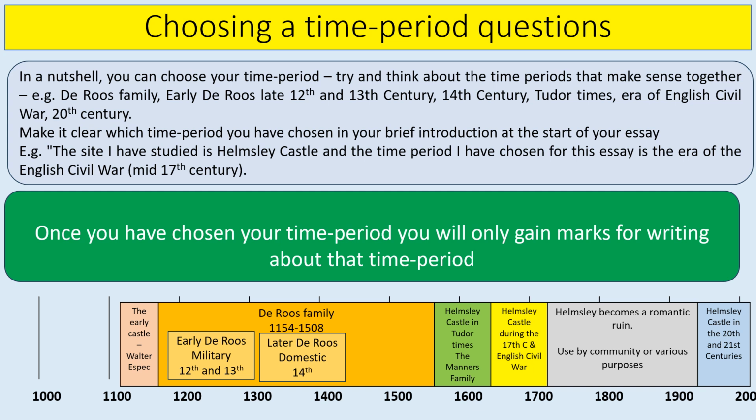Now what you have to do is make it clear which time period you've chosen in your brief introduction at the start of your essay. So you might say the site I've studied is Helmsley Castle and the time period I've chosen for this essay is the era of the English Civil War, mid-17th century. Remember, once you've chosen your time period, you will only gain marks for writing about that time period. But just to stress, this only applies to a question where it says to choose a time period. Now that little timeline below is a really helpful guide to get you to think about the different time periods you might choose. Okay, so let's find out a little bit more.